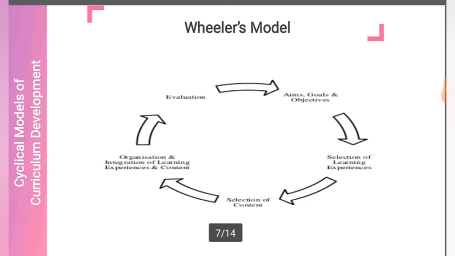Next, we have Wheeler's model, which undertakes situational analysis, whereby the context or situation in which curriculum decisions are to be taken is thoroughly studied. This helps curriculum developers take correct decisions, thus encouraging active participation of staff in school-based curriculum.